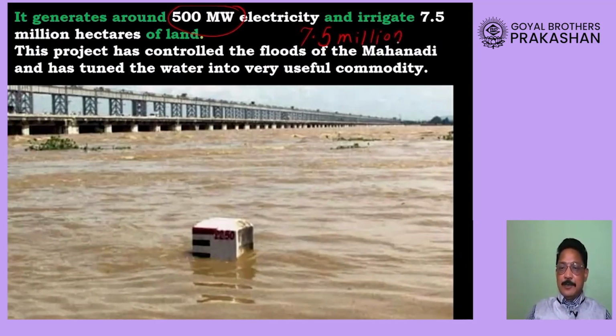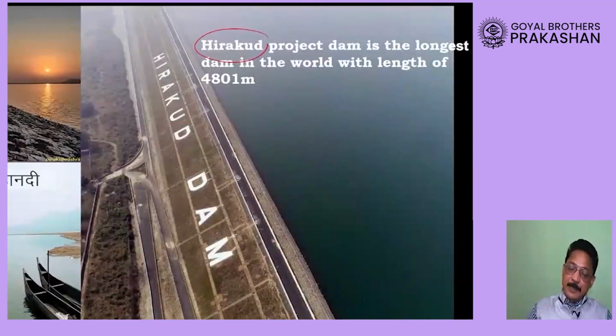The water that was causing damage is now utilized for irrigation purpose, as well as for electricity generation, navigation, also for carrying out fishing. So many benefits, and that is why, dear students, it is termed as multi-purpose project. About this dam, please remember, it is the longest dam in the world. Longest. Its length is 4,801 meter. That is why the longest dam in the world.